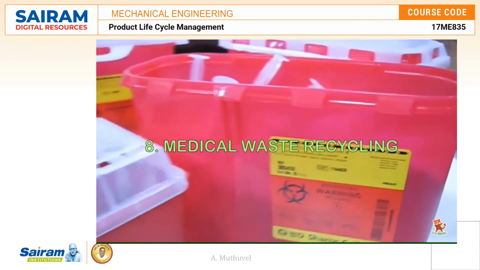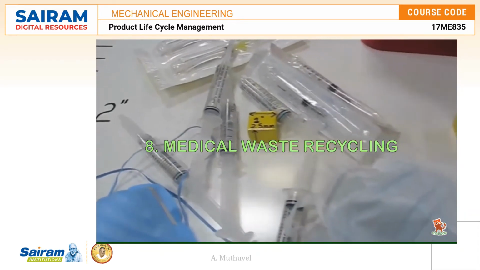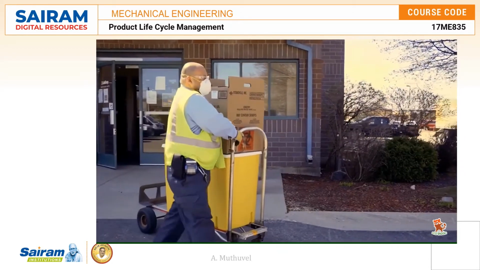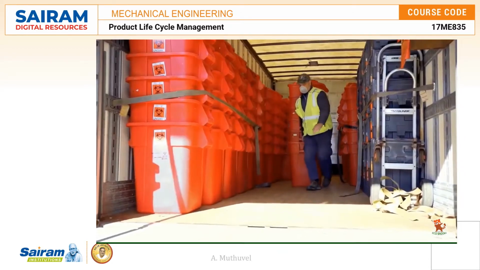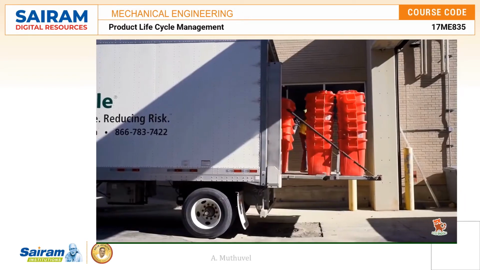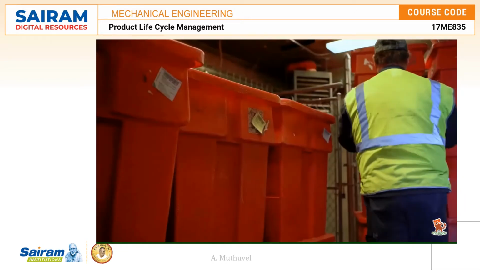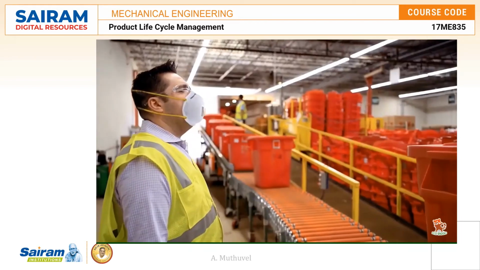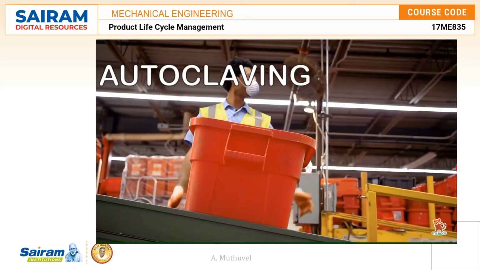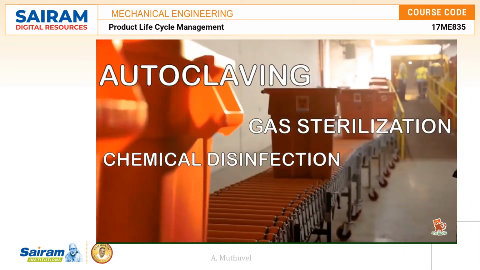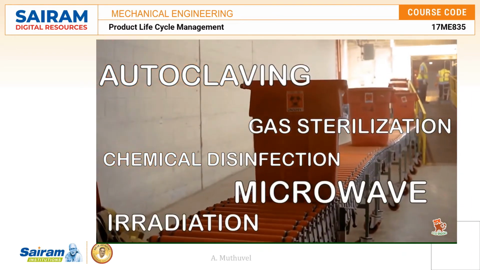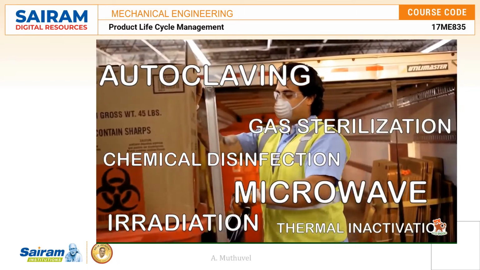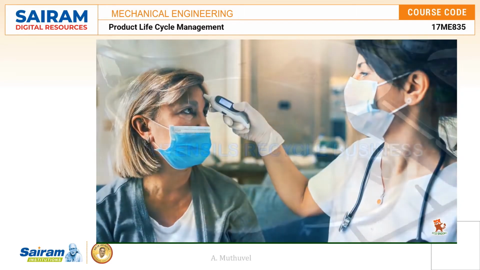Number 8 is medical waste recycling business. As you know, medical wastes are in most cases unhealthy and hazardous. Here, you can prove yourself of great help to the hospitals and society, along with making profits for yourself. A large portion of medical wastes like syringes and needles can be recycled. Autoclaving, gas sterilization, chemical disinfection, microwave, irradiation, thermal inactivation, etc. are the main methods used to recycle medical waste.